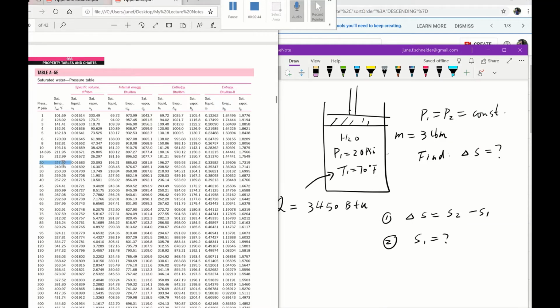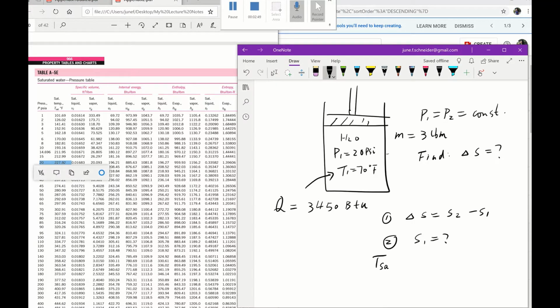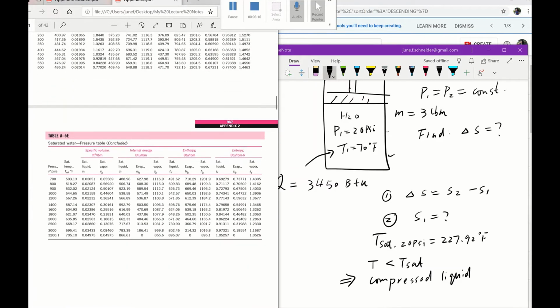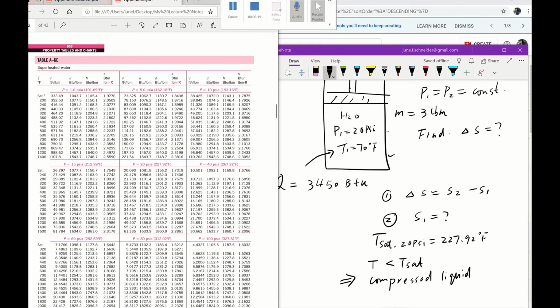And we realize the temperature at this 20 psi is equal to 227.92 Fahrenheit. And our temperature is way less than that value. Right, our temperature is 70 and this is 227. That tells us this is a compressed liquid. If it is compressed liquid, we're going to go to the right table, our table A7.